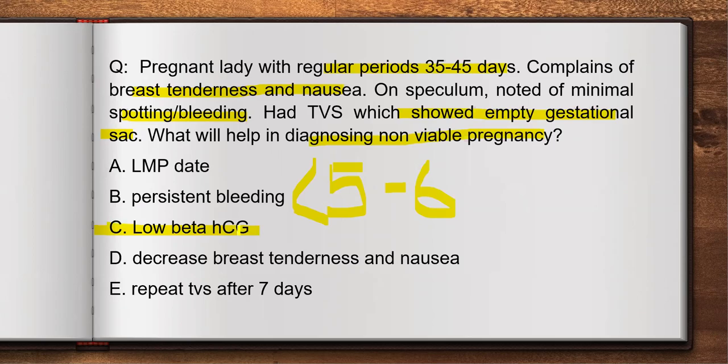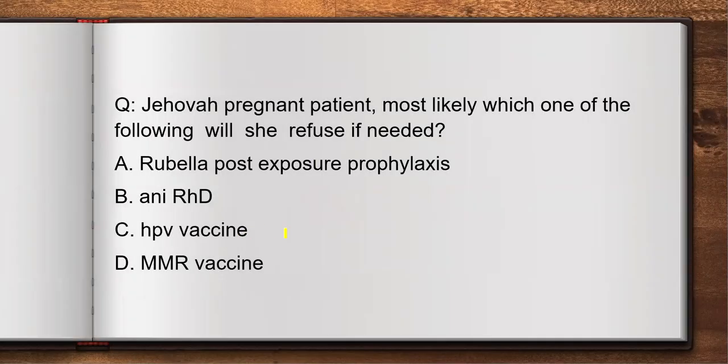So this option will be C. Let's move to the next question. Jehovah Witness pregnant patient, most likely which one of the following will she refuse if needed?